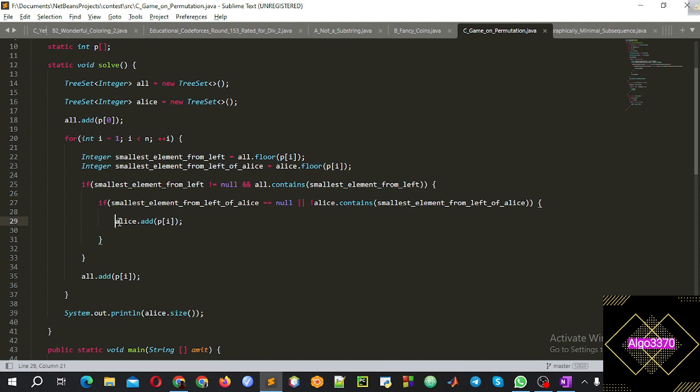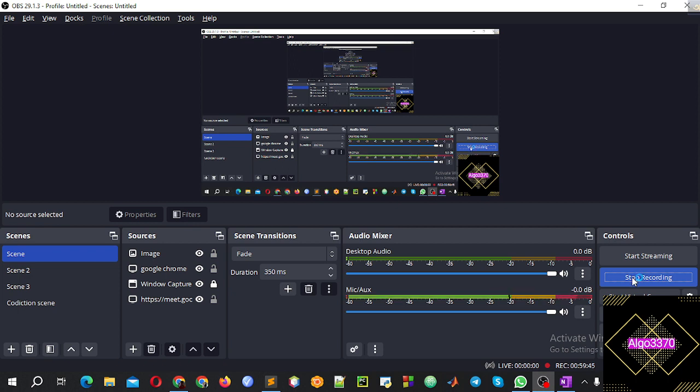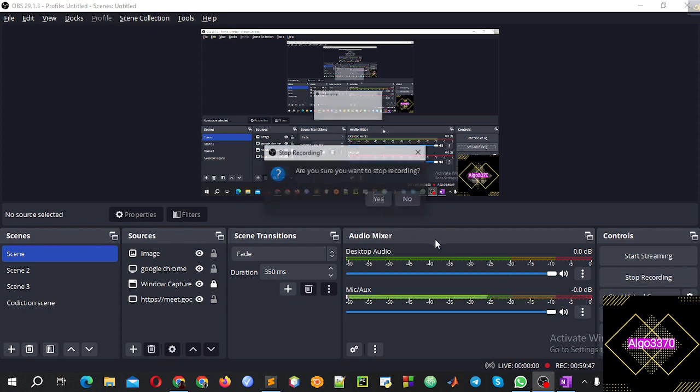If this satisfies the condition, we add it into the Alice storage, and finally add p of i in the all tree set. At the final time, we print the size of the Alice storage as our answer. So this is our discussion about the latest Educational Codeforces Round. I think all of you can understand. So be happy, keep coding.